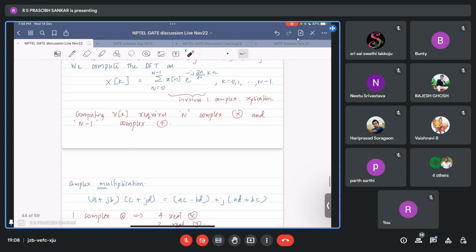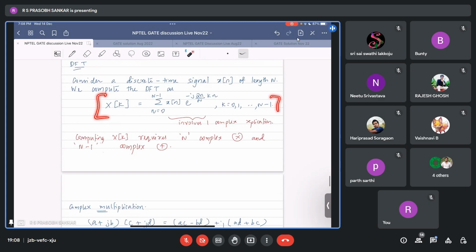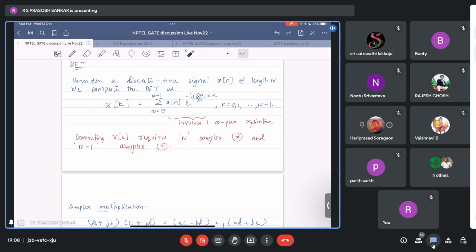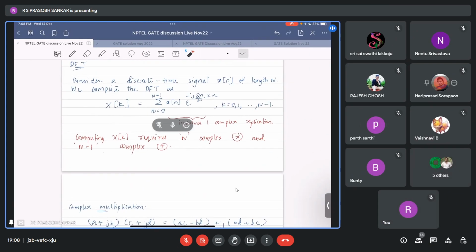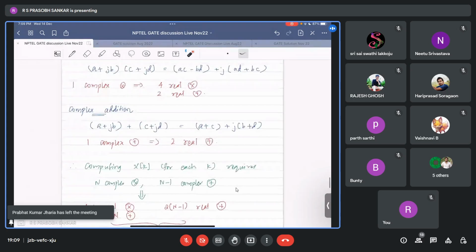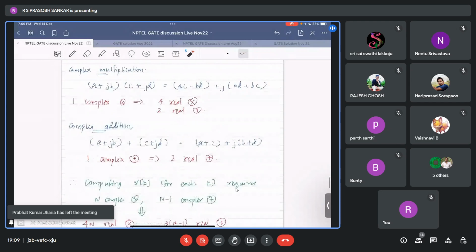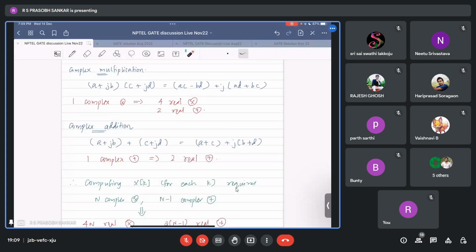So what we have seen here is that to compute this X[k], this DFT, we need N complex multiplications and N-1 complex additions. By the way, if I am going a bit fast, or if something is not clear, or if my voice is not clear, please let me know. I'm going a bit fast because these are known facts.